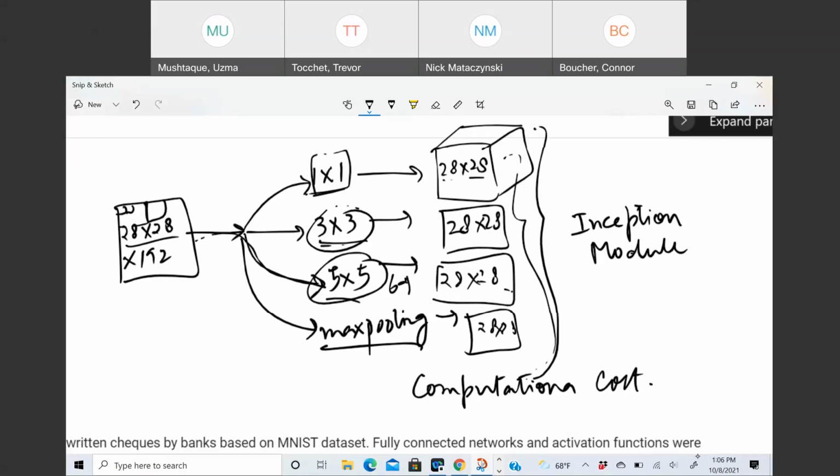So the thing that comes to your mind is, what is this 1-by-1 convolution and how is this helping, right? Let's try to actually visualize it.